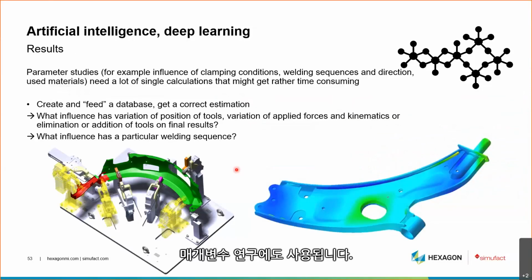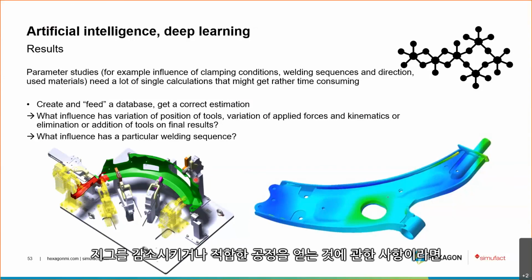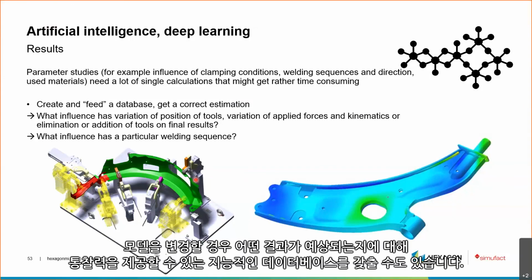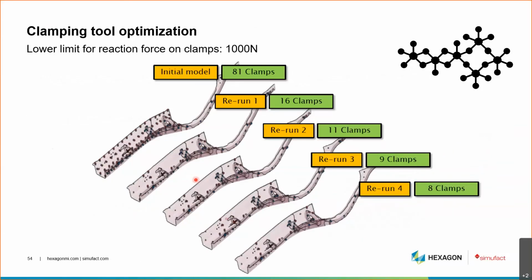Also can be used for parametric studies. This is the one I have already shown on the left side. If it comes to reducing the number of fixtures or getting the correct process, it is maybe possible to have an intelligent enough database which can provide insight on what results are to be expected if we change something in the model.